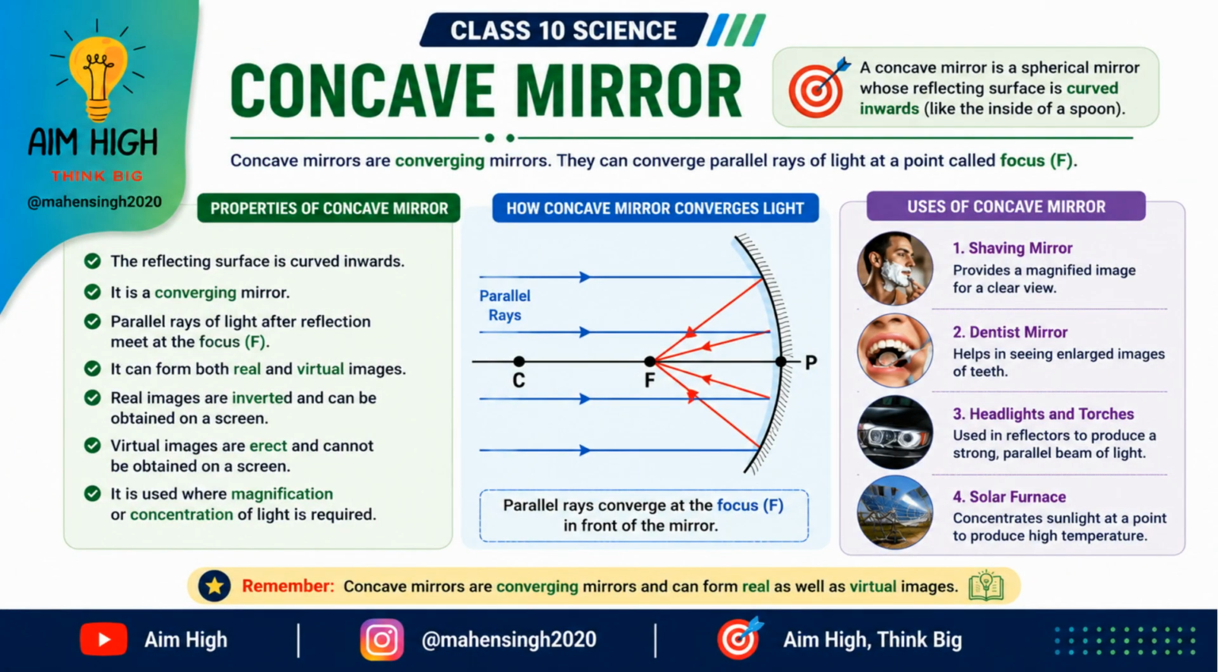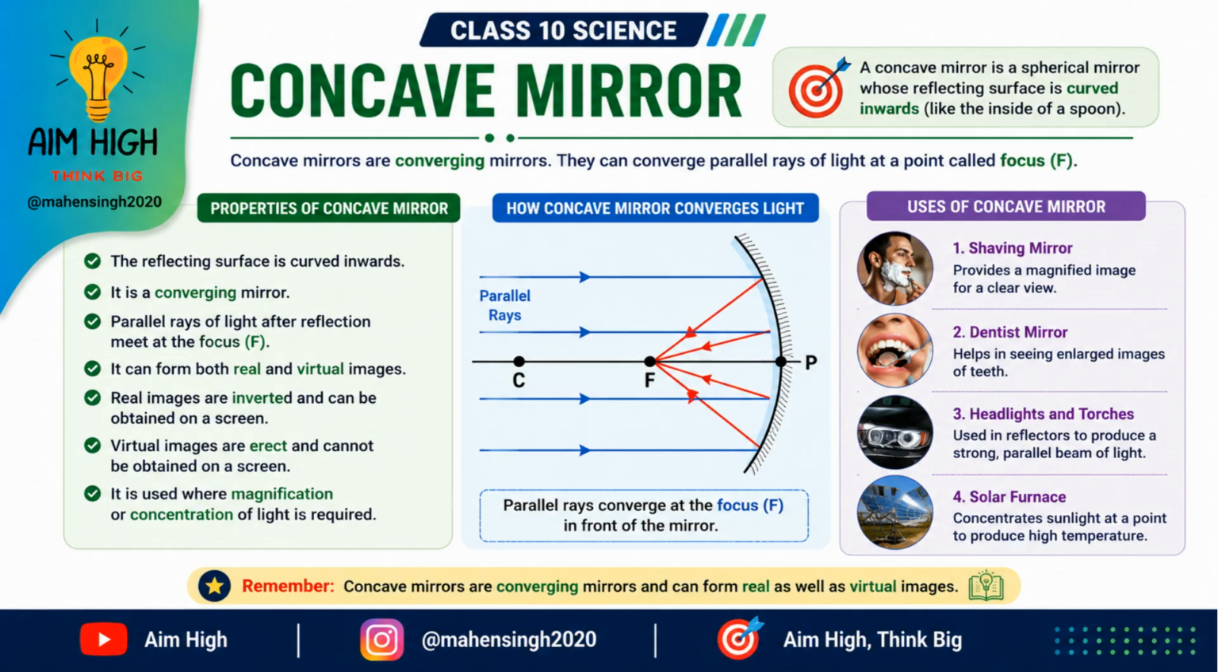Students, a concave mirror is a spherical mirror whose reflecting surface is curved inward. It is also called a converging mirror because it converges parallel rays of light at one point called the focus. Concave mirrors can form both real and virtual images, depending on the position of the object. Real images are inverted, while virtual images are erect and enlarged.